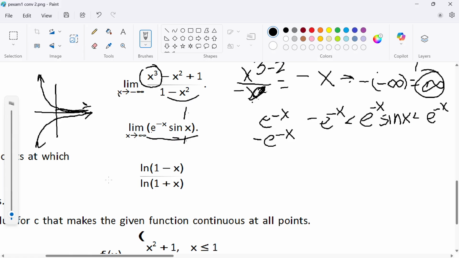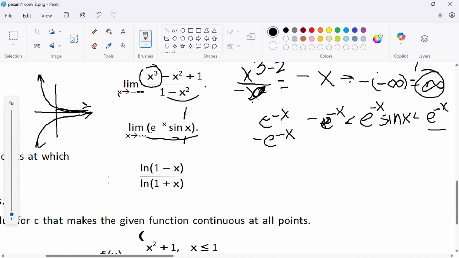And again, it's because the biggest sine x can be is 1. 1 times e to the minus x is e to the minus x. That's the largest possible value this function can take. And the smallest possible value this function can take is negative 1 times e to the minus x, which is minus e to the minus x. So that's the smallest value. And so now let me see if I can evaluate this.